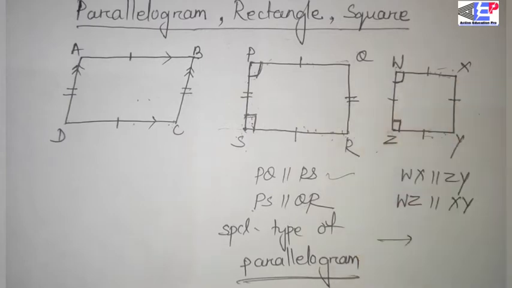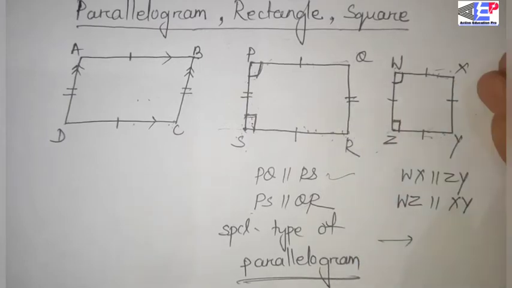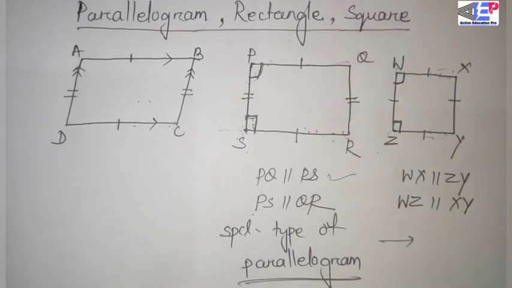The rectangle is a special type of parallelogram, and the square is also a special type of parallelogram.